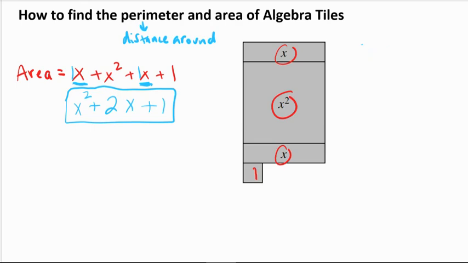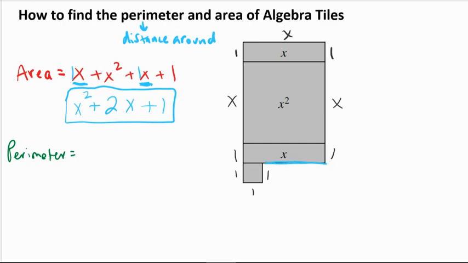All right, let's do perimeter now. So perimeter is the distance around the outside. So for this one, let's label the edges of each shape. So I know that the X tile is X on the long side and 1 on the short side. The X squared tile is X all the way around. So the X is 1 on the short part, a little unit. And then the problem is this length right here, because the whole thing would be X if I was going all the way.